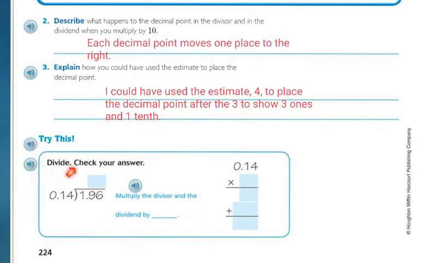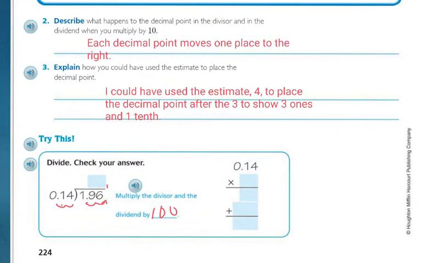Let's try this. Let's divide and check our answer. So we have 1.4 times 1.96. We're going to multiply the divisor by, well, let's see, I have to move it over how many spaces? 1, 2. In order to move this over 2 spaces, I'm going to have to multiply it by 100, right? If I move this decimal over 2 spaces, I have to move this decimal over 2 spaces. My decimal is going to be right there now, okay?